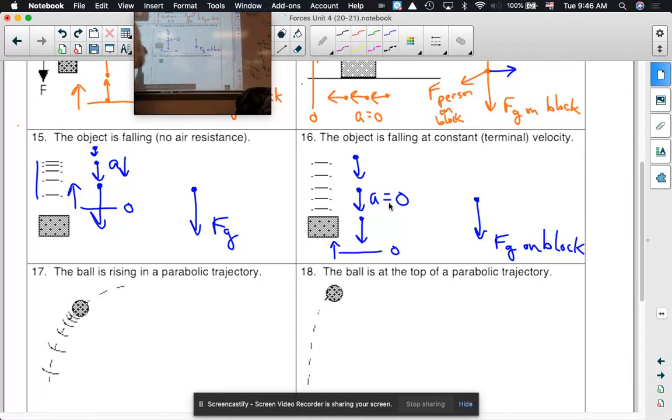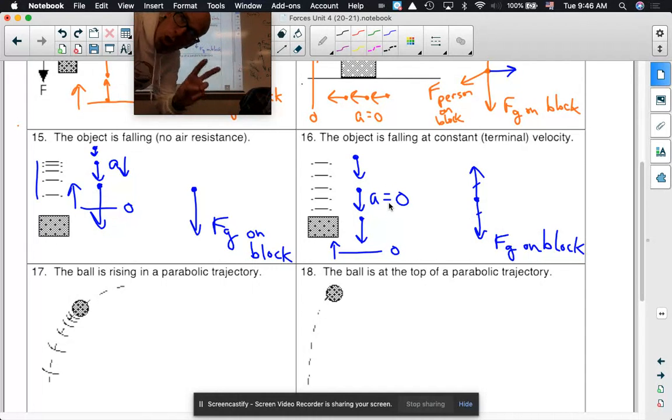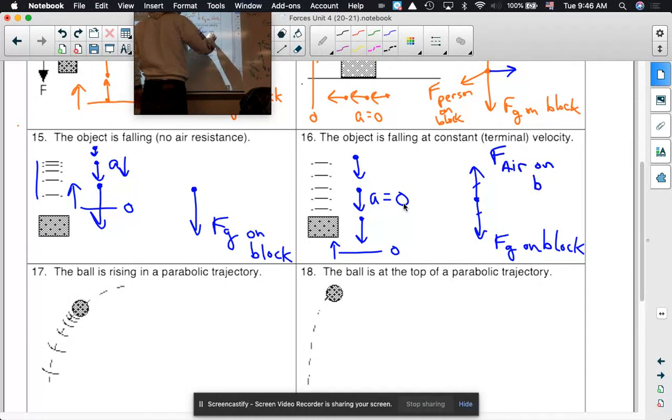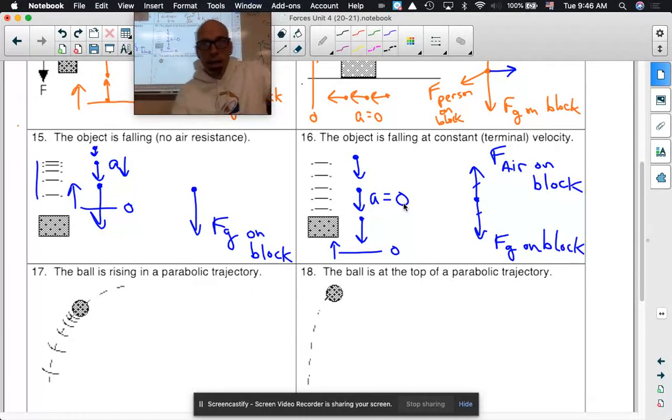But we have to have something else. There has to be something else, and they have to be equal amounts, or we can't have balance. So what could possibly be acting on this block for it to reach terminal velocity and have its acceleration go away? Again, I would say there's a force of air on block. Now, some people might call it air resistance. I don't care what you call it. The only thing in that picture that could be acting on that block is air.